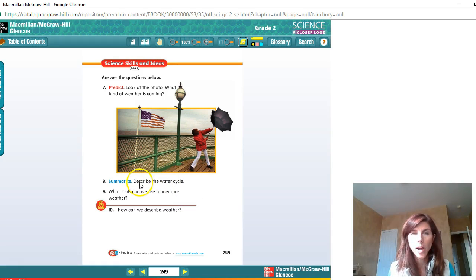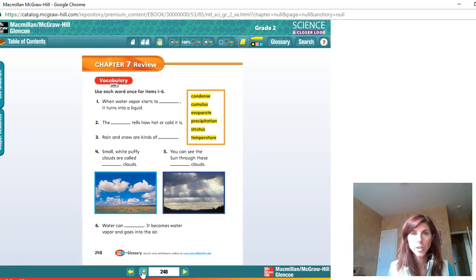Be able to describe the water cycle, and you can go back through the book. You've had several activities where you had to complete the water cycle. And if you know all of those, you will be good to go on your quiz and be experts as second grade weather people. I think that's all that we need to go over, and have a great day.